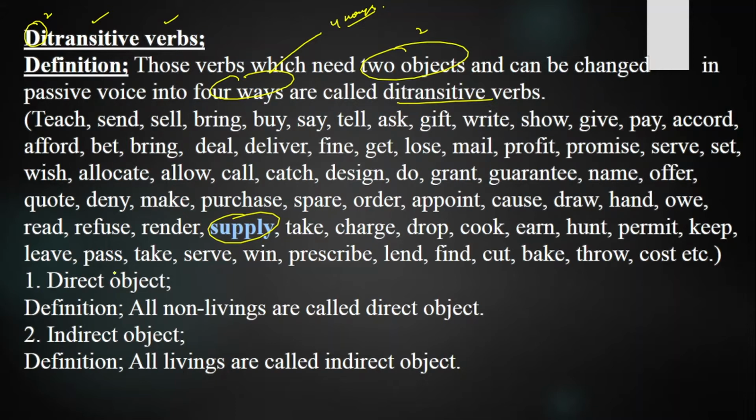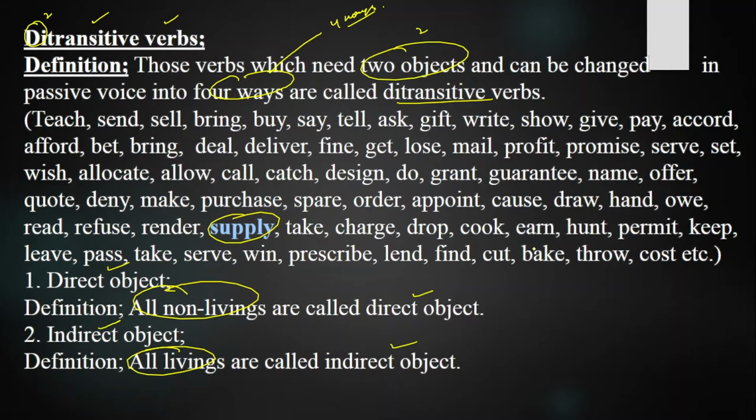Ditransitive verbs need one direct object and one indirect object. Direct object means all non-livings and indirect object means all livings. So whatever non-livings we have are known as the direct object, and whatever livings we have are known as the indirect object. Why do they need two objects? If you put only one of the objects, the meaning won't be clear and understandable.